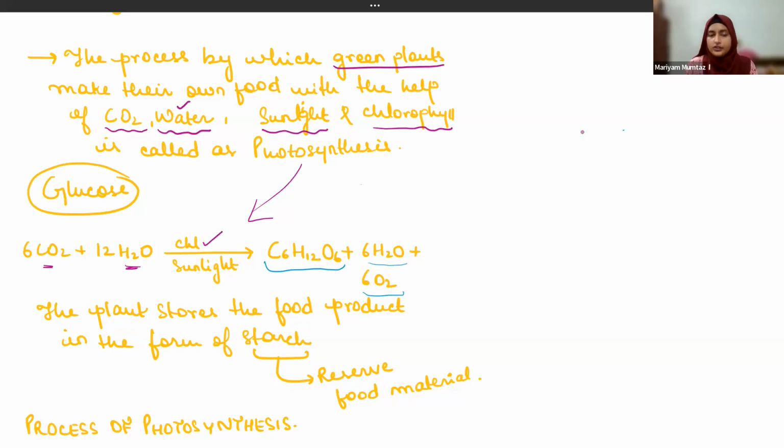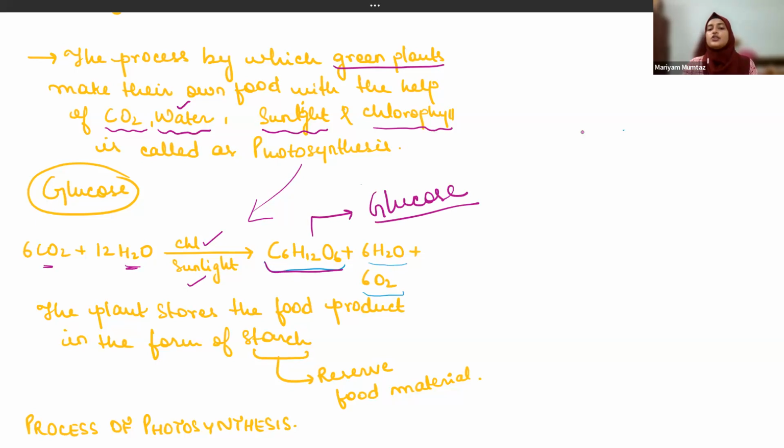of chlorophyll molecule and sunlight, they make their own food, and the food of the plant is glucose. Okay, the food of the plant is glucose. And what is the formula for glucose? So the glucose formula is C6H12O6. Is it clear? Yes, ma'am.